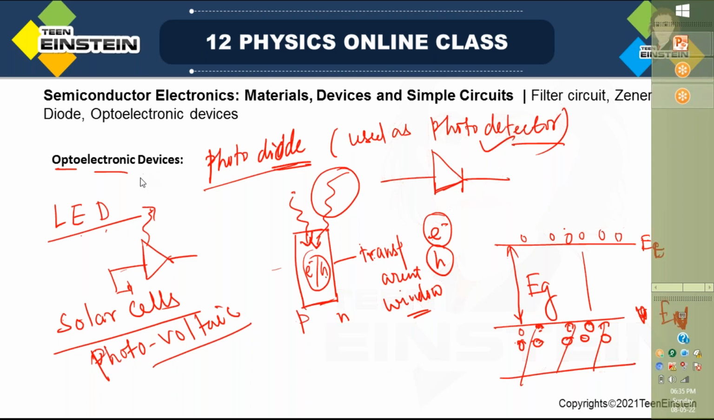Next day we'll discuss optoelectronic devices like the photodiode, its working principle and how it works, then how the LED works, and how the solar cell works. All those things we will discuss in the next class.